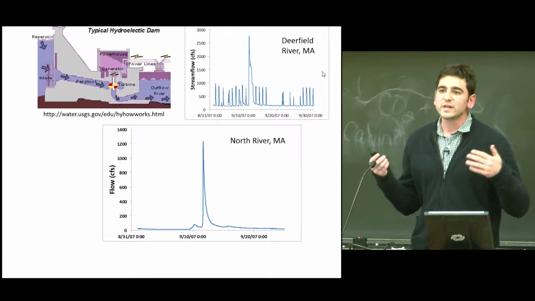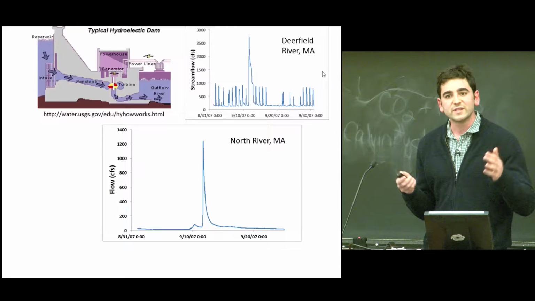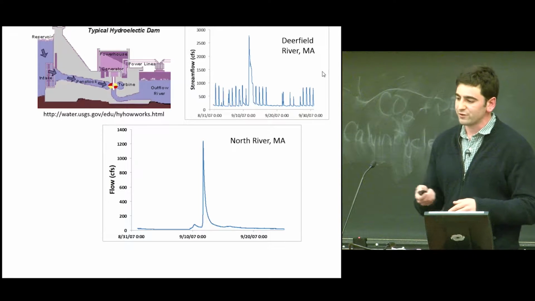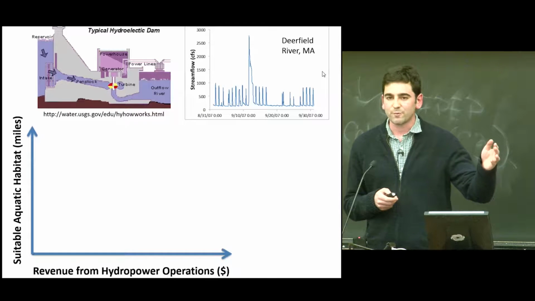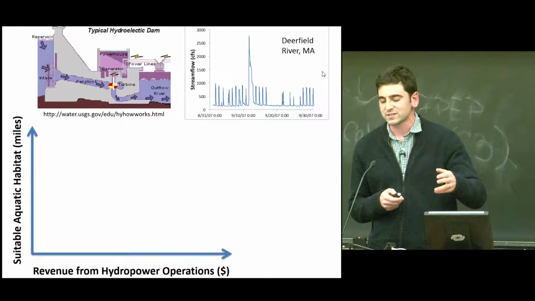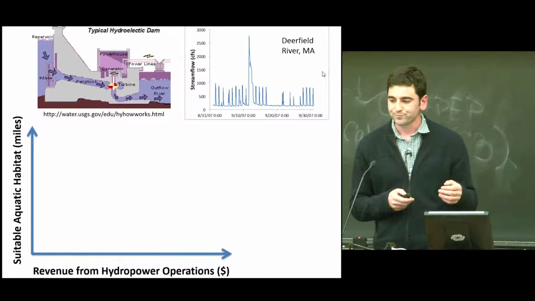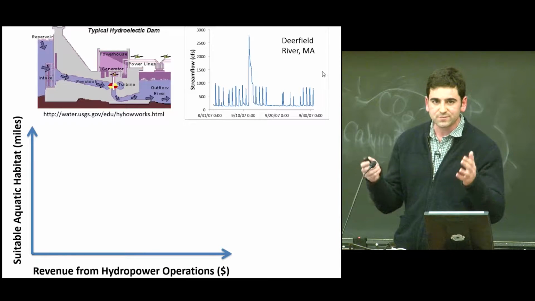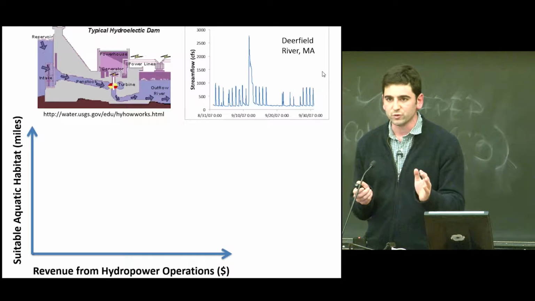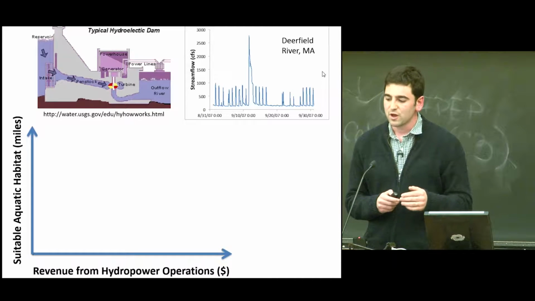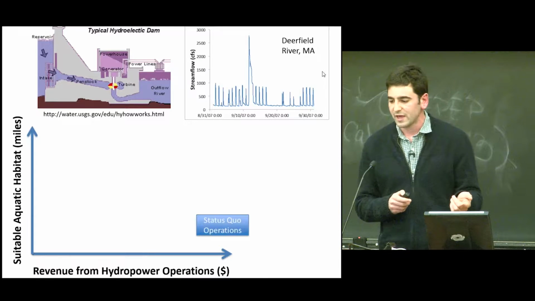And so ecologists in the region really don't like this type of operation that the hydroelectric power plants are doing. So what we can do is we can use our water systems models to try and understand the trade-offs between these two objectives. And I'll try to map that out here. So you can imagine on the x-axis here, revenue from hydropower operations, and on the y-axis, some objective, some metric for ecological habitat.